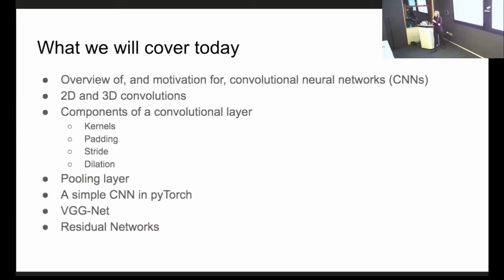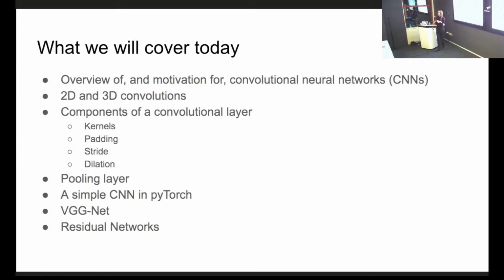What we're going to cover today is we're going to start with an overview of what a convolutional neural network is, and then we're going to motivate it by looking at the inspiration that it takes from biology and also the problem that it's solving in machine learning. Then we're going to go step by step. We'll start with walking through what a 2D and a 3D convolution is, and we'll then build up to the different components of a convolutional layer. So we'll talk about kernels, padding, stride, and dilation. We'll also briefly mention pooling layers.